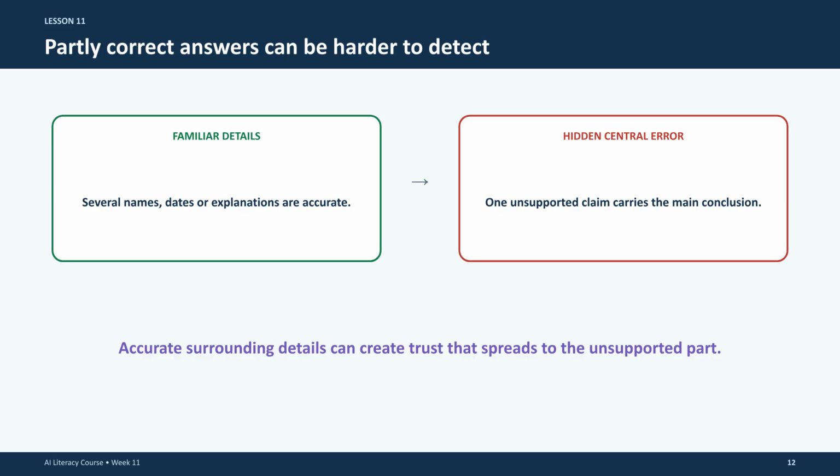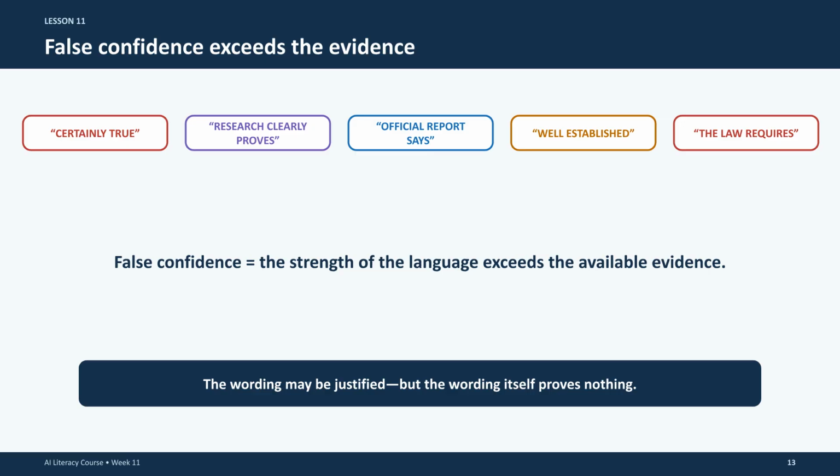When an AI provides several accurate details, it builds trust that makes us less likely to question the one central, unsupported claim that carries the main conclusion. False confidence occurs when the strength of the language exceeds the actual evidence. Phrases like certainly true or research clearly proves don't validate the content. Always look past the wording and evaluate the evidence itself.